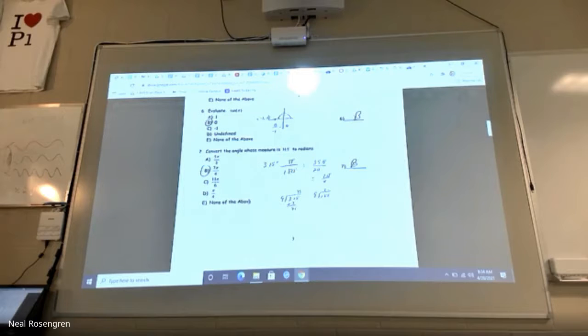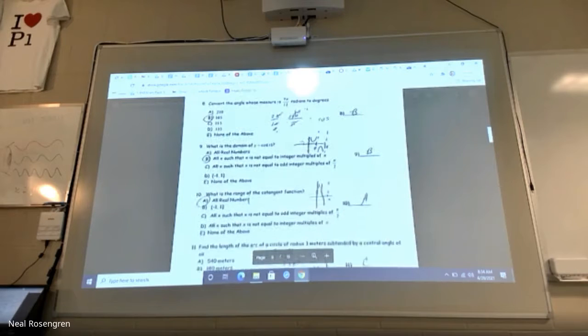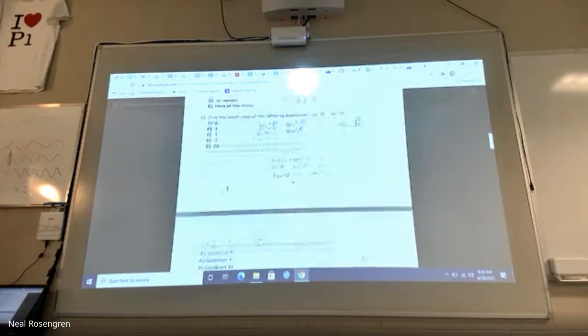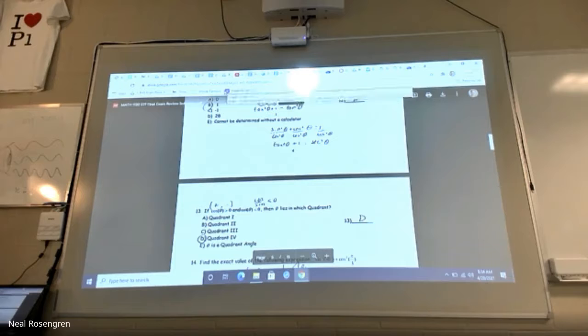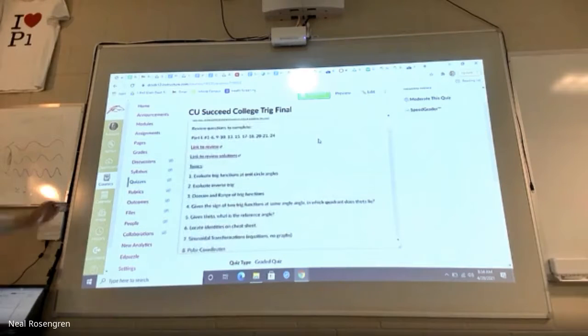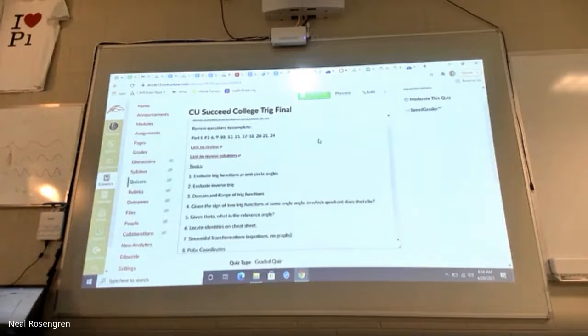Convert from degrees to radians. Convert from radians to degrees. A little domain and range of some trig stuff. And then there's plenty of things on here that you can skip, okay? Like 11 and 12. But if you look through this, there's the link to the review with the solutions, or if you want to try it yourself first, which I think is good, it's the exact same thing, just not marked up. This is that copy that has the answers written on there. Evaluate trig functions, evaluate inverse trig, some domain and range stuff.